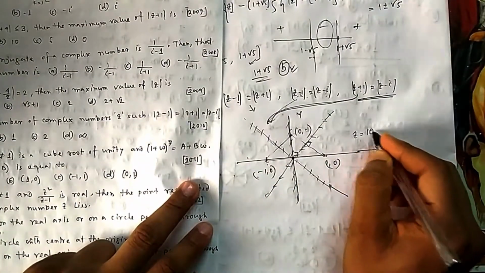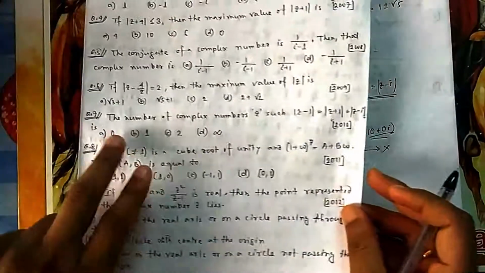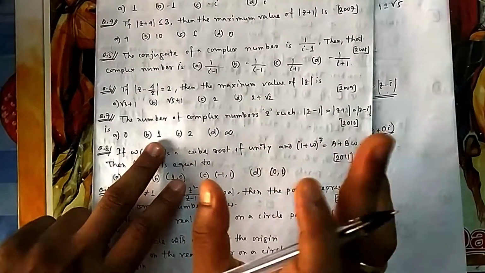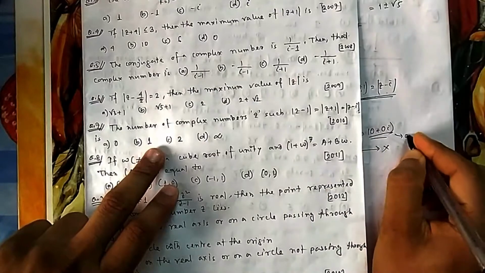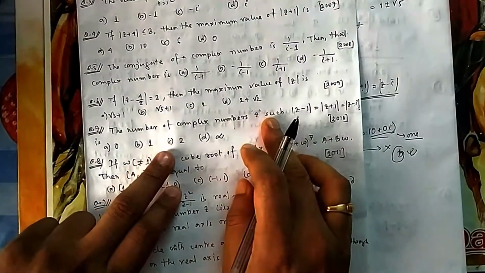What is that complex number? 0 plus 0i. Only this is the number which satisfies this. So how many complex numbers satisfy? One complex number satisfies. That is option B. You have to be careful. They are not asking which complex number.